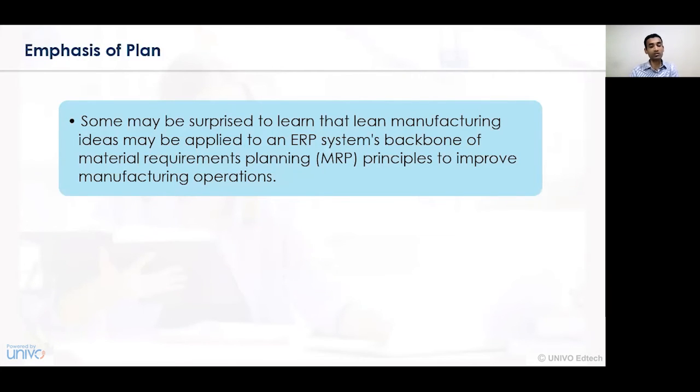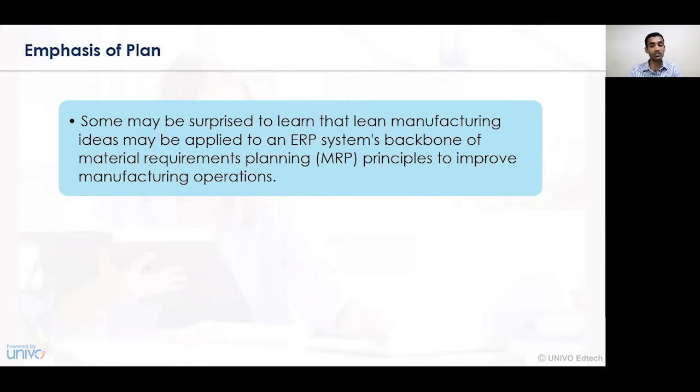Some may be surprised to learn that lean manufacturing ideas may be applied to an ERP system, which is always termed as the backbone of material requirement planning. These are the principles to improve the manufacturing processes. So simultaneously, the activity undertaken for lean manufacturing is applied for an ERP system. At many times, the ERP system is considered the backbone of MRP. So these activities, ERP and MRP, always go hand in hand, and the principles to improve the manufacturing operations are undertaken by both the MRP and the ERP systems.